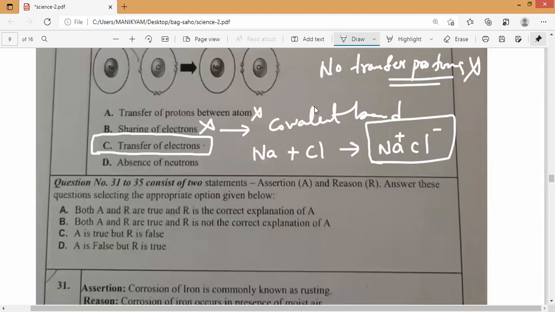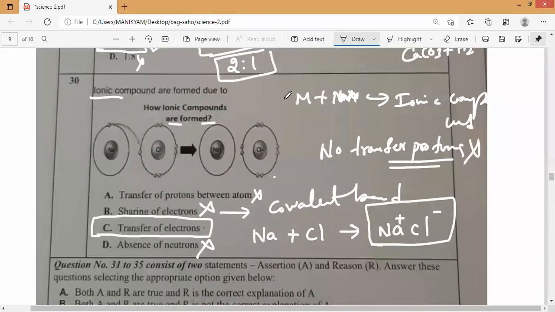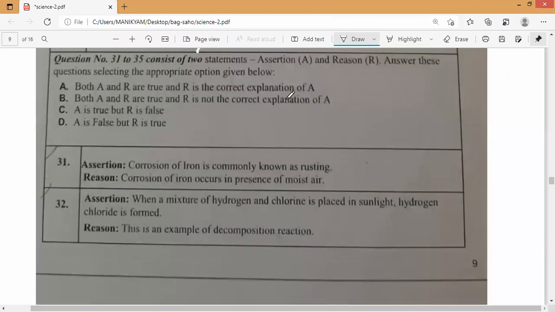In ionic bonding, neutrons will never be involved and protons also will never be involved. So in the formation of ionic compounds, who is involved? Only electrons. Transfer of electrons. It is very simple, not a difficult thing at all. Next, the reason and assertion questions. Be careful, this is where you people are facing problems, so be very careful and answer the questions.